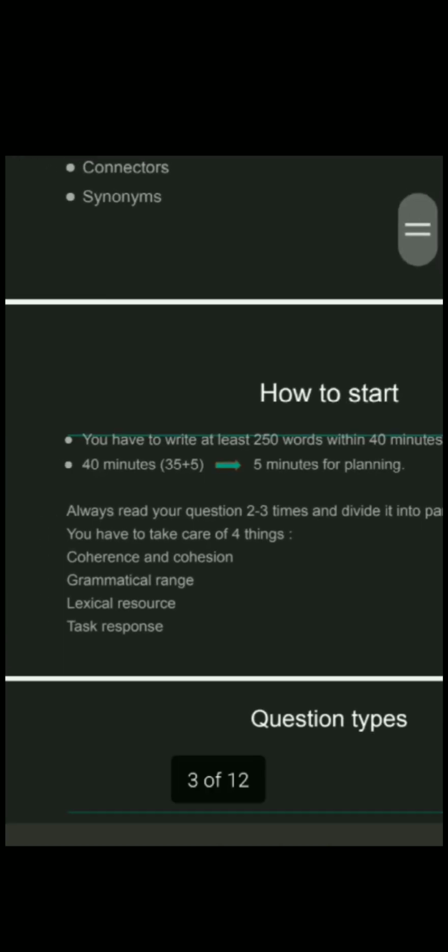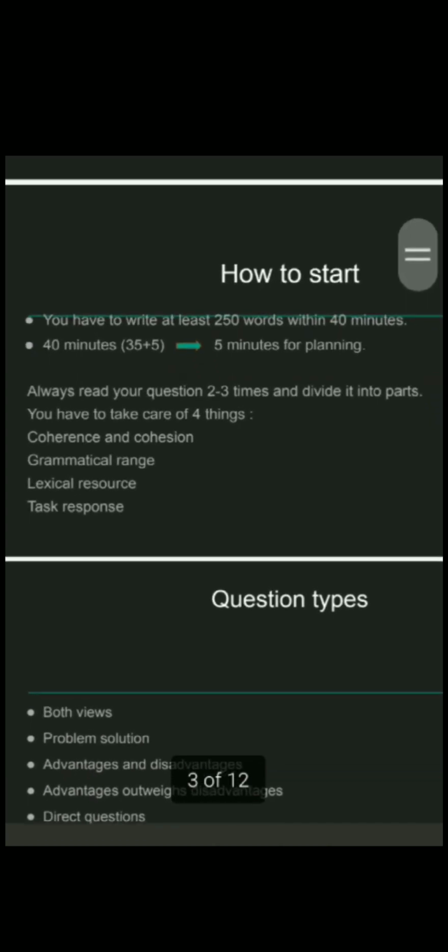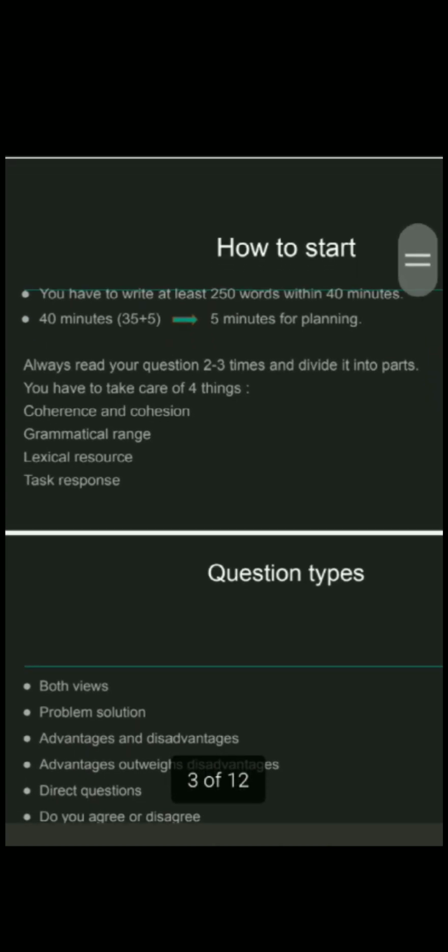Third point is always read your question 2 to 3 times and divide it into parts. This is really very important, because sometimes students read their question only one time and they do not understand the correct meaning of the question, and due to that misunderstanding they write something else in their task 2, which leads them to a very low score like 5.5 or 6.